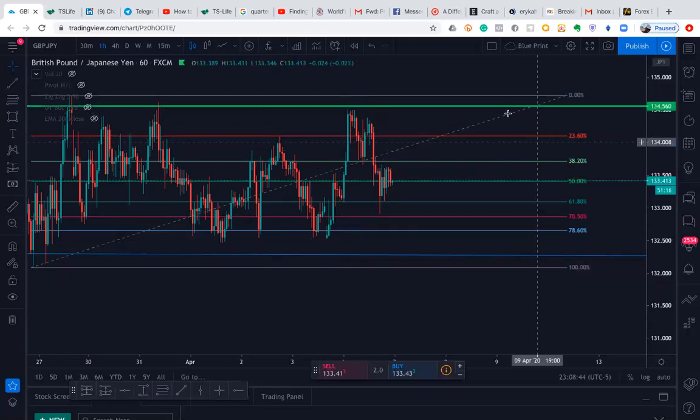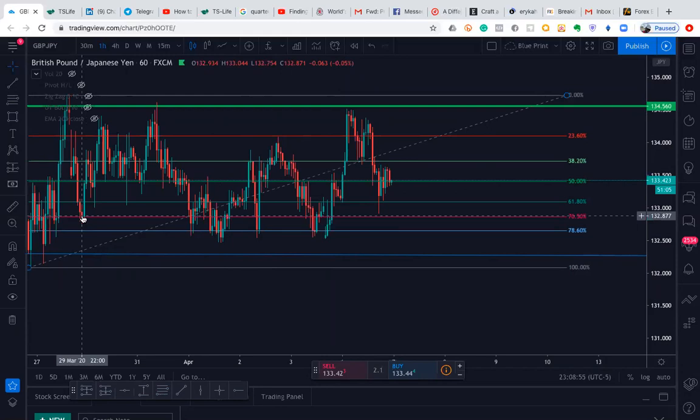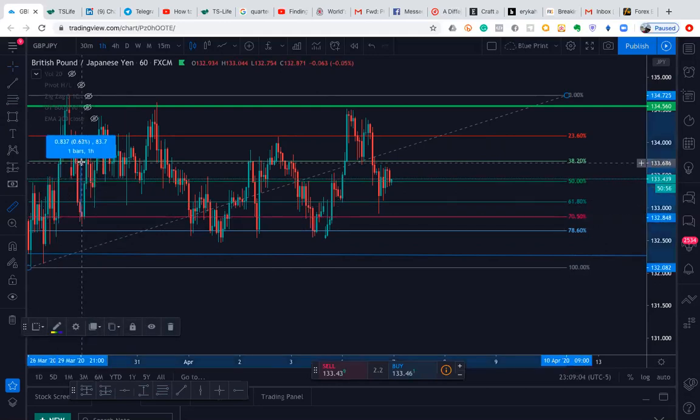Anything above 50% is our sell opportunity. Anything below is our buy opportunity. And it's basically playing out. Price got down to this area right here, went up for a buy. Price got down to this area here, went back up to this area, that's 85 pips.